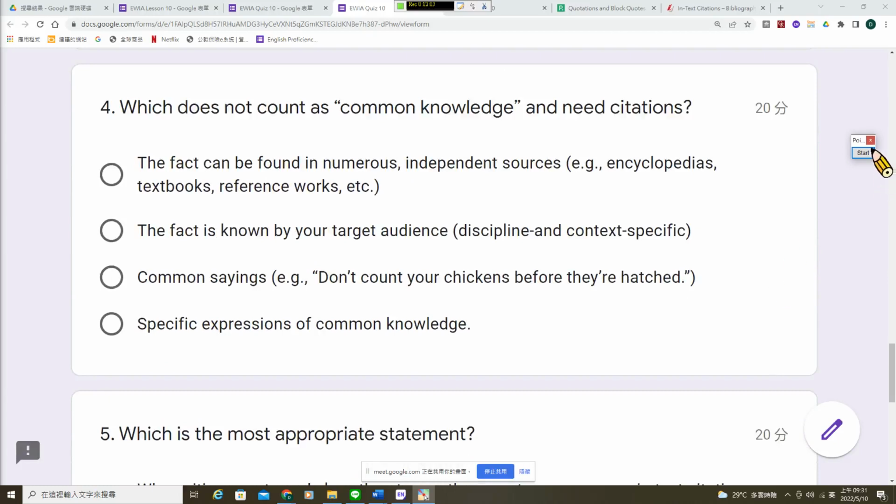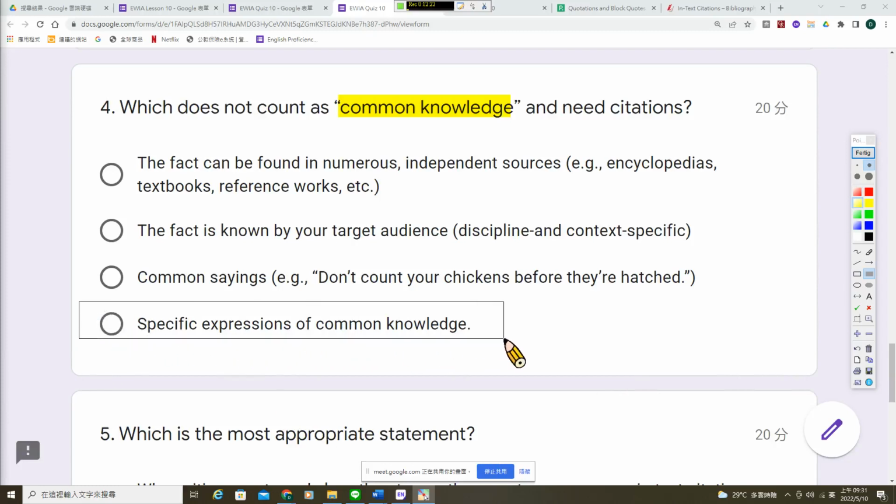Okay, but last week we also talked about the use of common knowledge. But on very rare occasions, you may need to cite common knowledge. That is, basically, if this is a very specific expression of common knowledge, said by some very important person or from a very important source, and you are using that very specific expression of the common knowledge, then you need to cite.